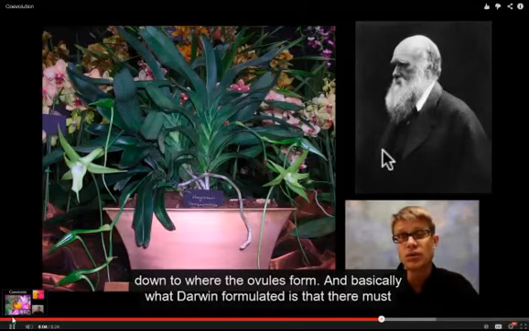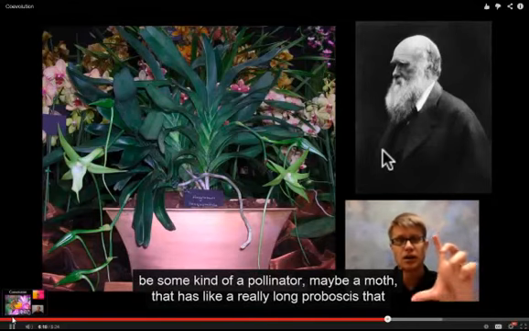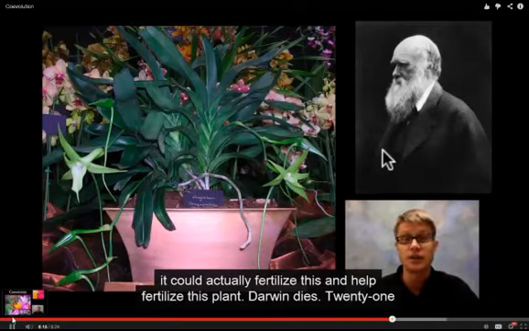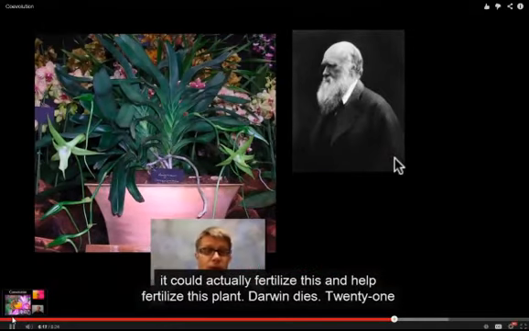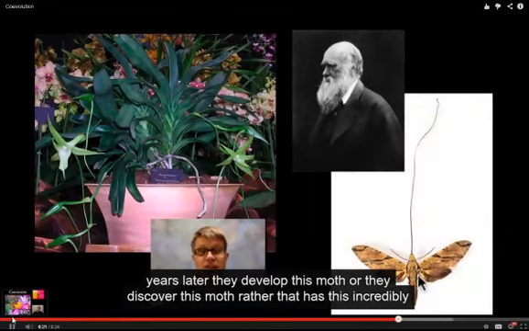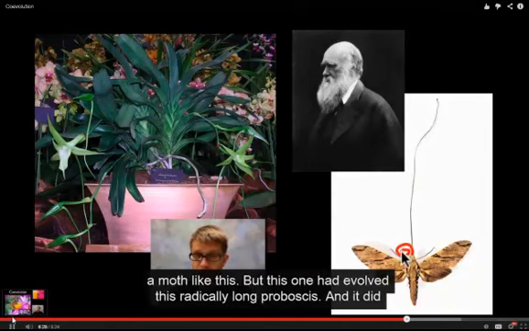And basically what Darwin formulated is that there must be some kind of a pollinator, maybe a moth that has a really long proboscis that it could actually fertilize this plant. Darwin dies. 21 years later, they discover this moth that has this incredibly long proboscis. And it doesn't usually look like that.